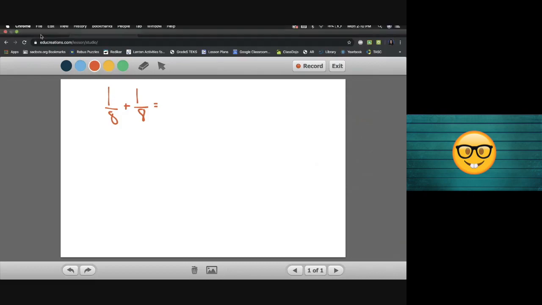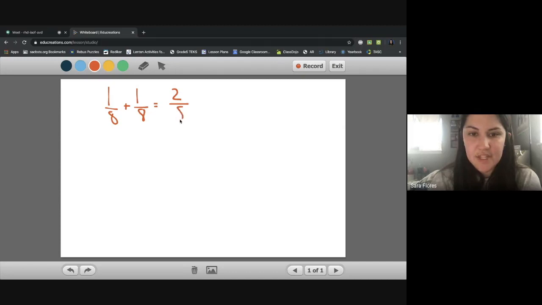So the 1 plus 1 will be 2. And then the 8 plus 8 will be 8. Exactly. Good. We don't add them. It just stays the same. So now I have my fraction, my sum, right?